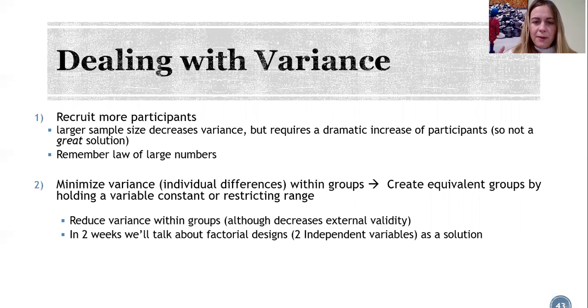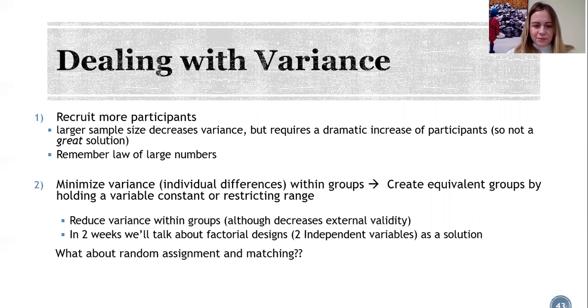In 2 weeks, we're going to talk about factorial designs and how we can have multiple different independent variables in the same study. And we could compare people who are high IQ, low IQ, Sudoku training, not Sudoku training, and this is a solution and a way to overcome this. So keep this in the back of your head. We'll talk about that more in a couple of weeks.